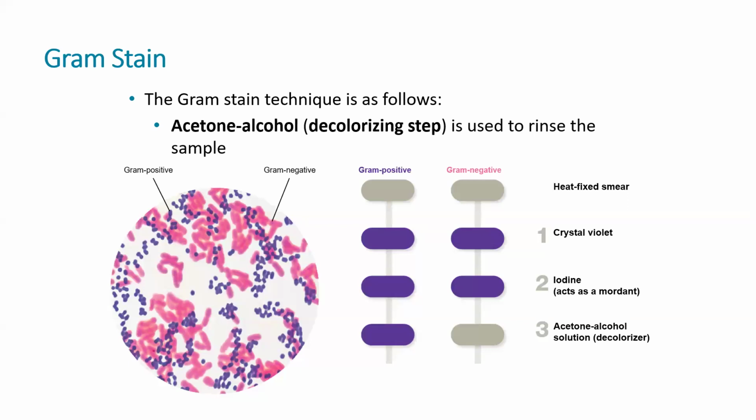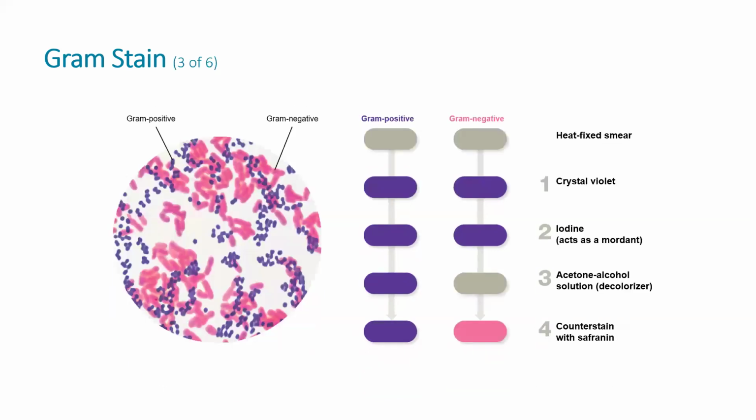Next, we do a step of decolorizing. At this step, we're going to use acetone or ethanol, or a mixture. And it's to wash out the stain from gram-negative cells. So if we decolorize properly, our gram-positive cells will still be purple, but our gram-negatives will be colorless. And then we hit with our counter stain, which is safranin. And then, pardon me, at this point, the safranin will turn the gram-negative cells pink, but the gram-positive cells will stay purple. And that's what that looks like together.